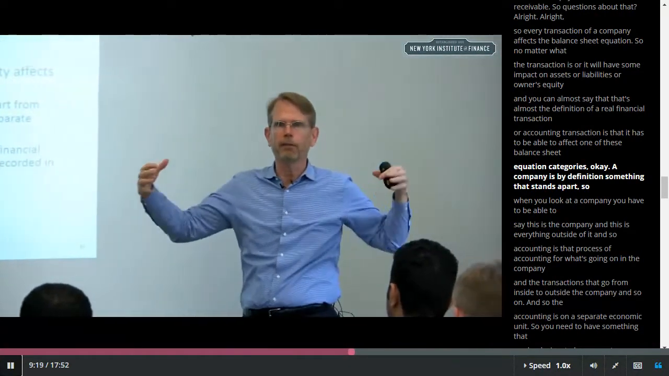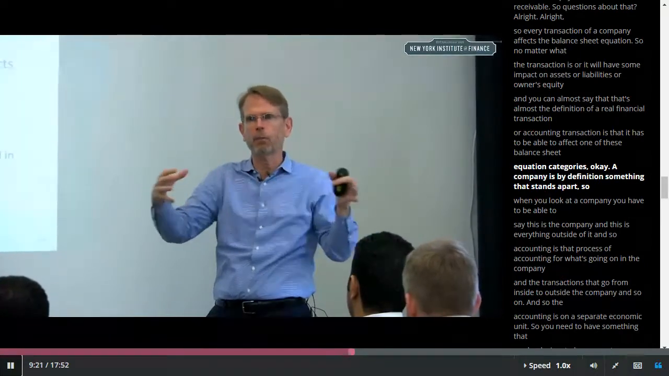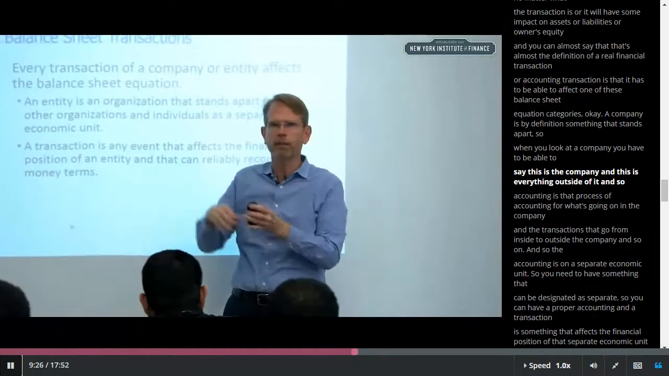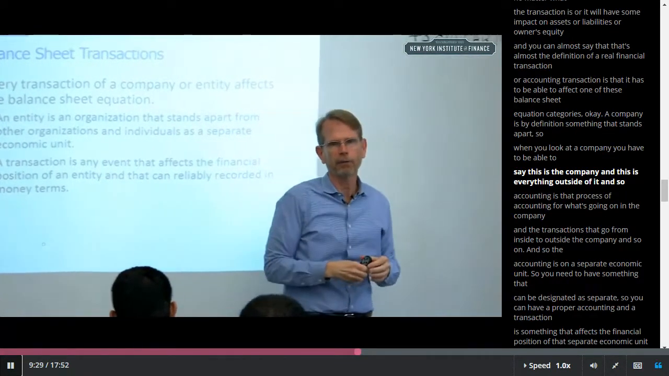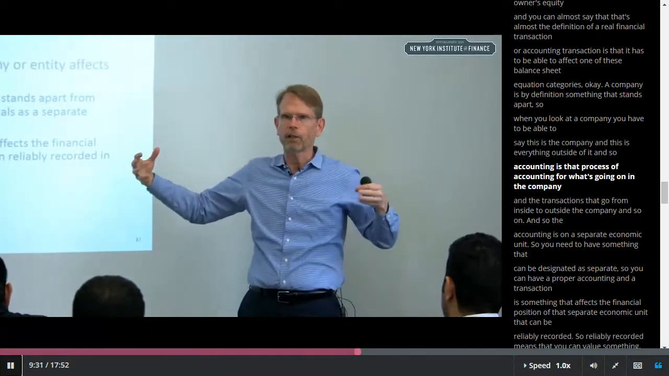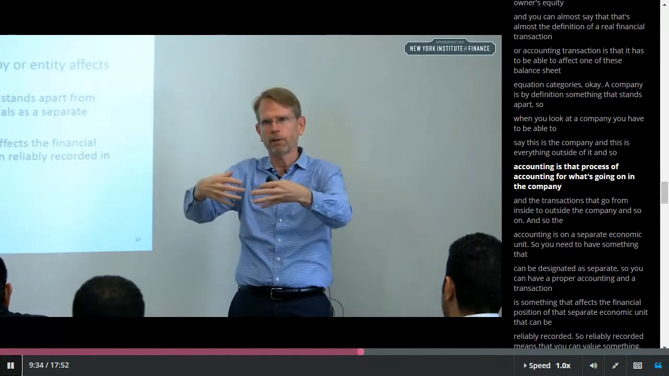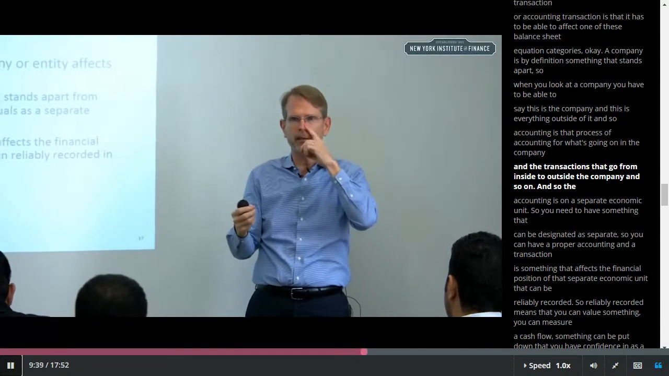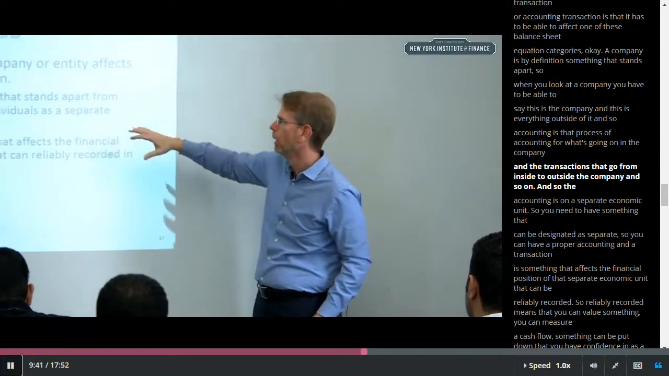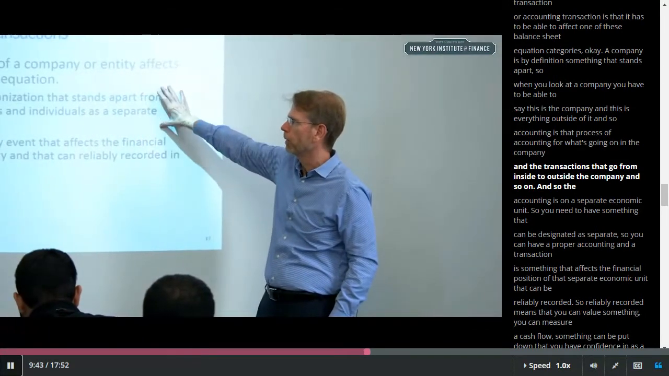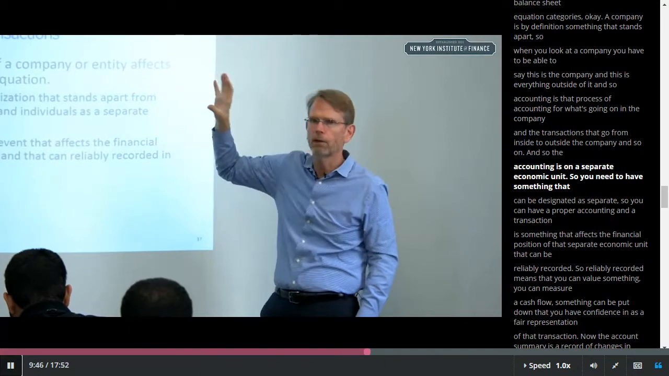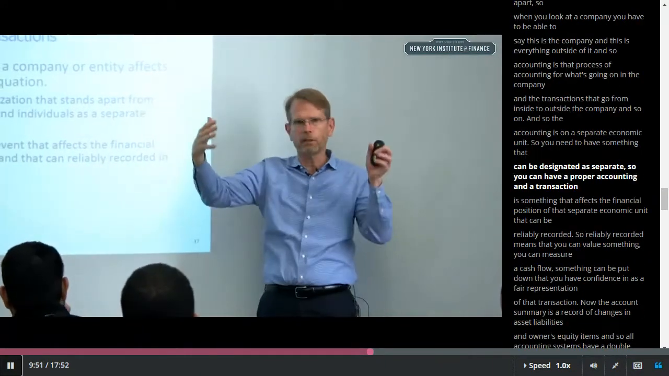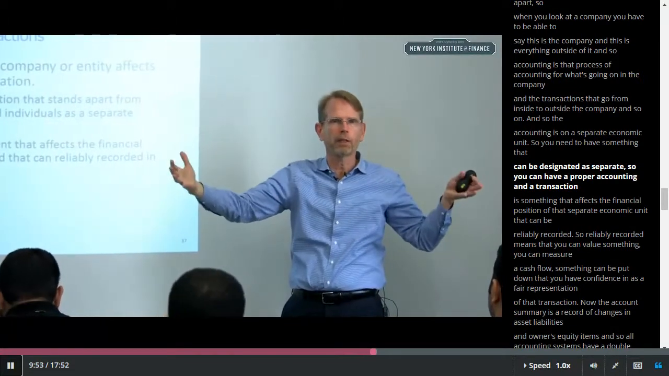Okay. And a company is, by definition, something that stands apart. So when you look at a company, you have to be able to say, this is the company and this is everything outside of it. And so accounting is that process of accounting for what's going on in the company and the transactions that go from inside to outside the company and so on. And so the accounting is on a separate economic unit. So you need to have something that can be designated as separate so you can have a proper accounting.